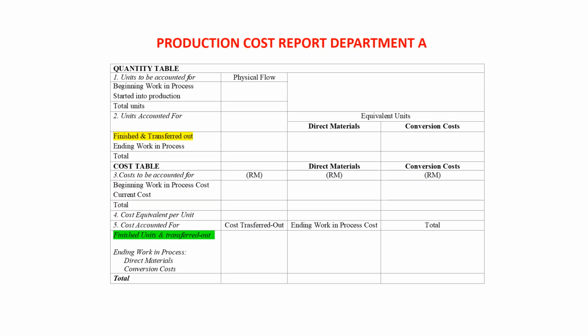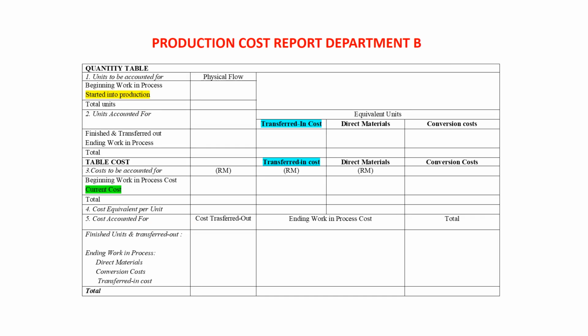This is the format for the production cost report for Department 1 or A. Production cost report Department B. This is the format for the production cost report for Department 2 or B. Pay attention to the started units in the production here. The amount of the units is brought from the finished and transferred out of the previous department.